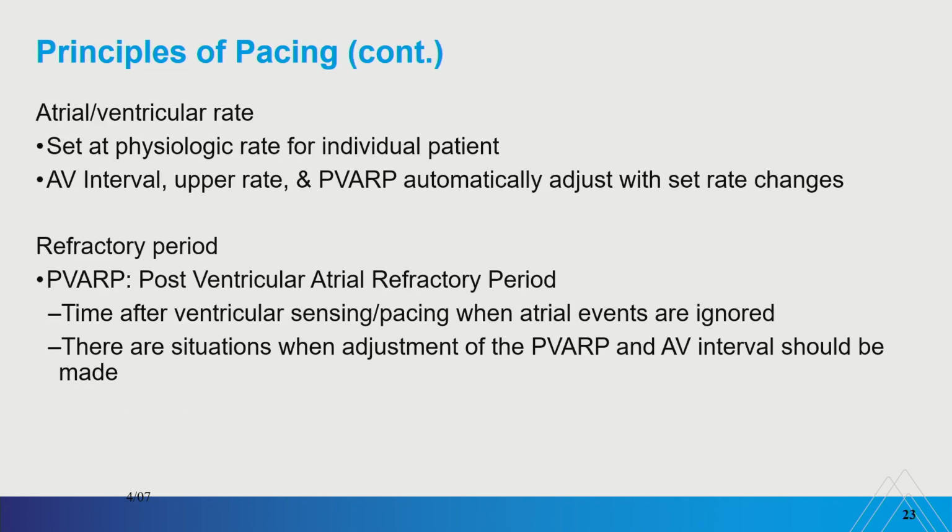I'm going to skip that slide. We spoke about post-ventricular refractory period before. Remember, that's your safety threshold to not have an RNT. It's your PVARP plus your AV interval. That's your safety threshold.